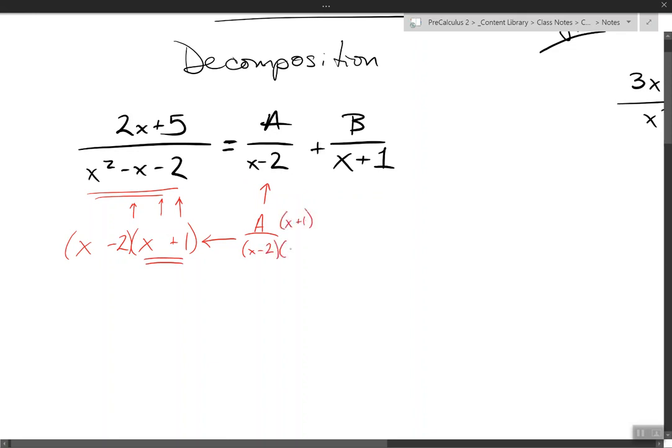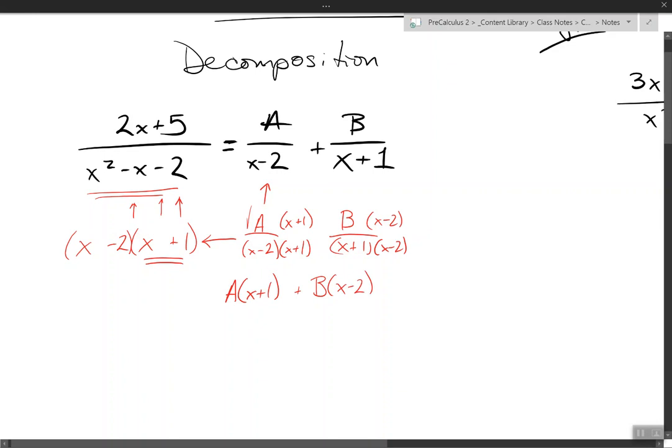Now we're not really concerned with the denominator. We know that it's going to come back to be the x squared minus x minus 2. So we just focus on the numerator, and we take this product. So A times x plus 1. Same thing with B. B is missing the x minus 2 in the denominator, so we will multiply both top and bottom by x minus 2. Again, we're really only concerned with the numerator, so we've got B times the quantity x minus 2.